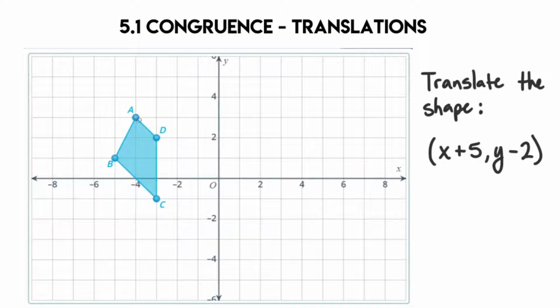So let's start off with A. A needs to go over 5, so it's going to move in this direction by 5. So I've got 1, 2, 3, 4, 5. And then it's going to go down by 2. 1, 2. So there's my new A. Now what's cool about this is that, let's do this for D. D is going to follow the exact same directions. So again, 1, 2, 3, 4, 5, and it's going to come down by 1, 2.